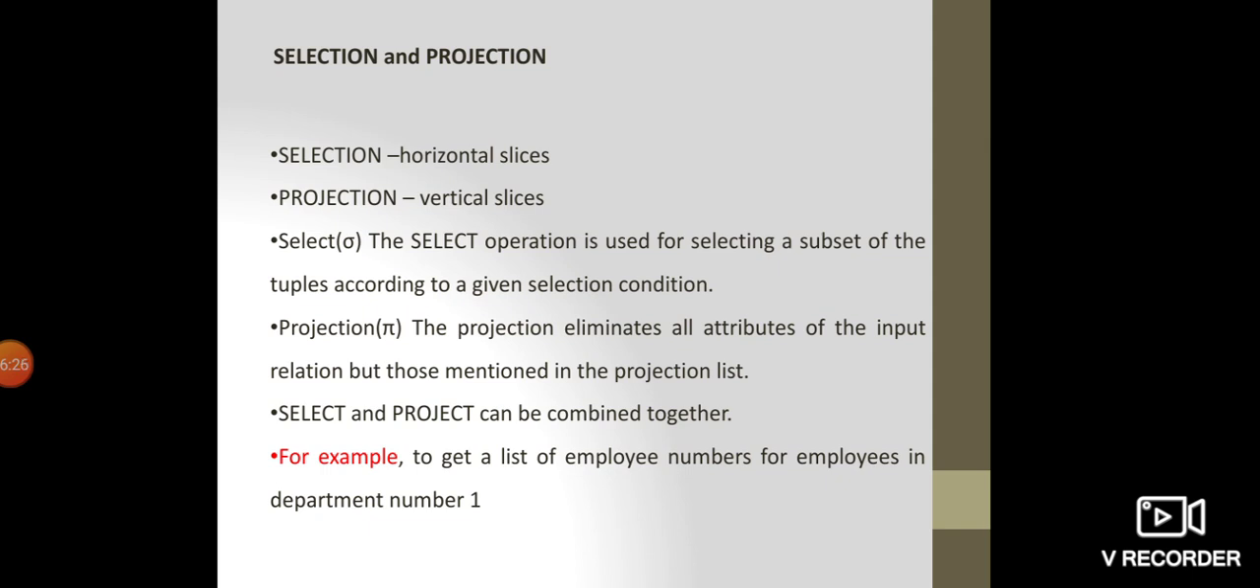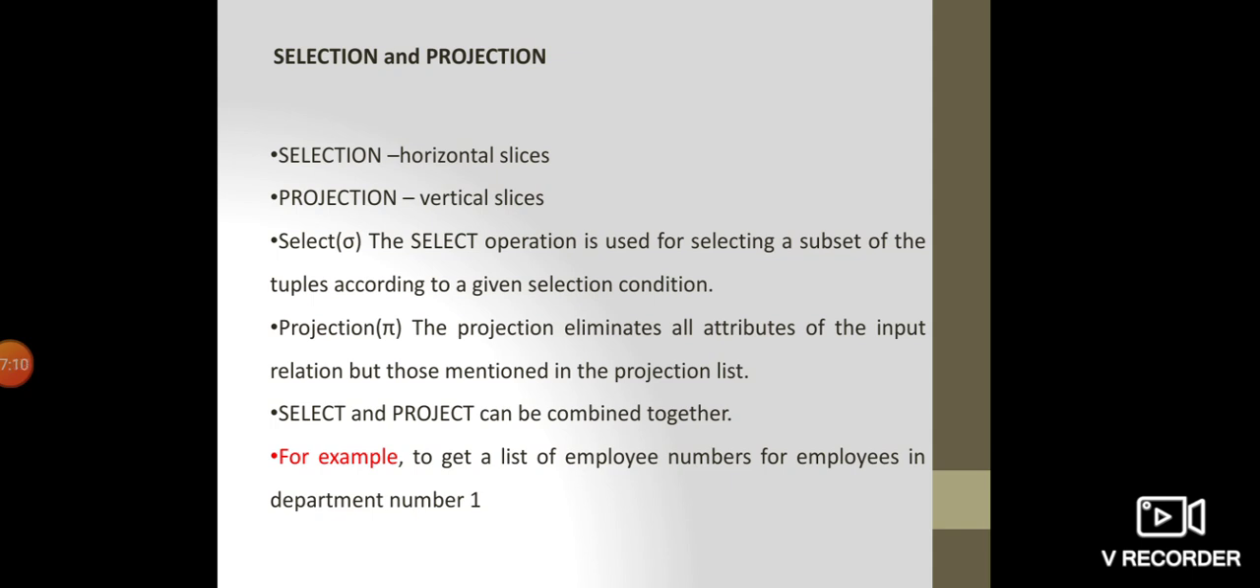And what is the difference between selection and projection? As I told you, selection is actually horizontal slices. It takes the value which you are searching for, the important information that you are searching for, that is horizontal slices. The other one is projection, where you're selecting the column and it displays that column alone, that is vertical slices. Selection, you'll be using sigma. Okay, the select operation is used for selecting a subset of the tuples according to the given selection condition. Projection is given by pi. Projection eliminates all the attributes of the input relation but those mentioned in the projection list.